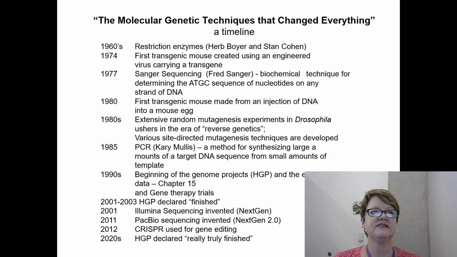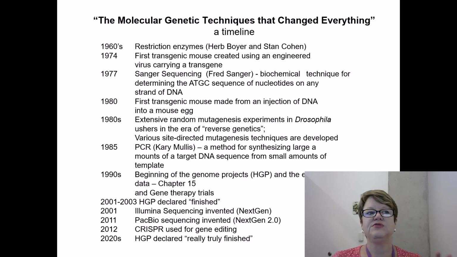In the 1980s, there were extensive random mutagenesis experiments by some Nobel Prize winning scientists in Germany who used Drosophila as their model organism, and it really started the whole era of what we call reverse genetics, intentionally creating mutants and then studying the genes of the mutants to figure out what genes were causing certain phenotypes.